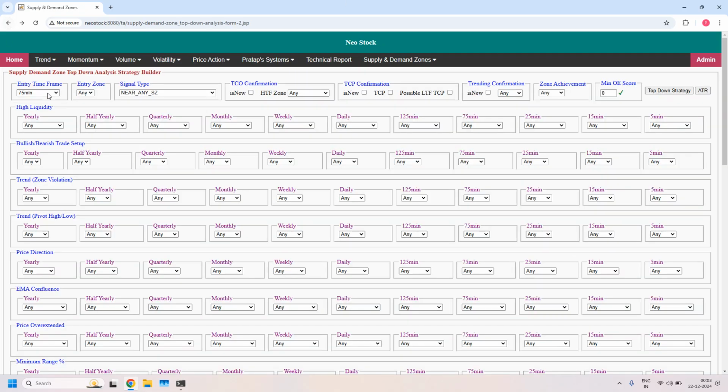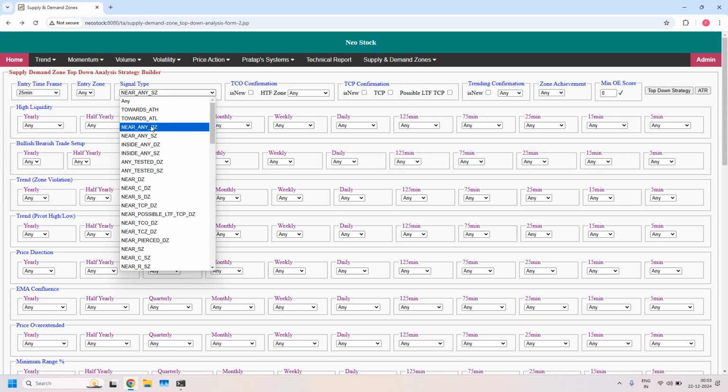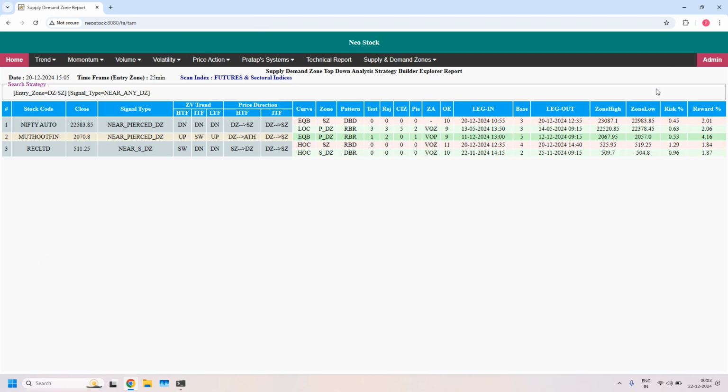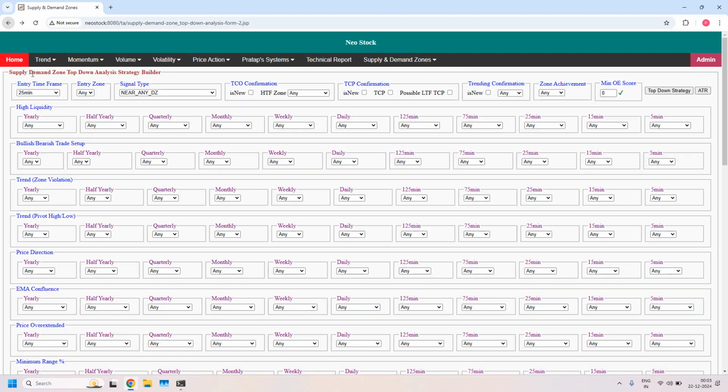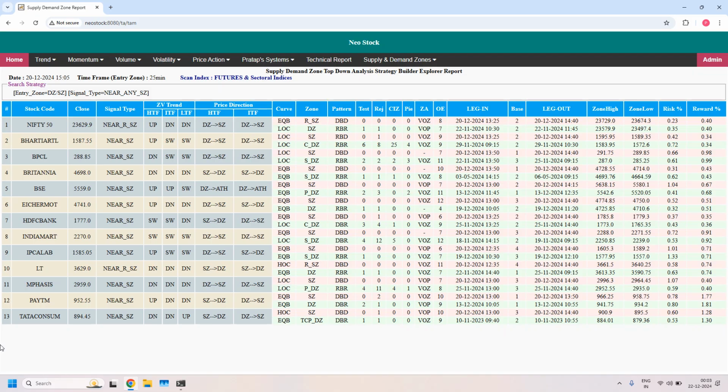Next time frame is 25 minutes. Stocks near 25 minutes demand zone. We got 3 stocks. Next 25 minutes time frame. Stocks near 25 minutes supply zone. We got 13 stocks.